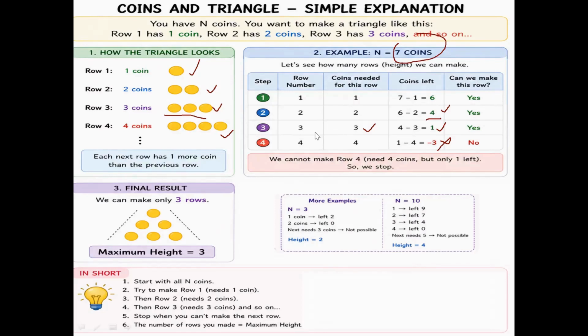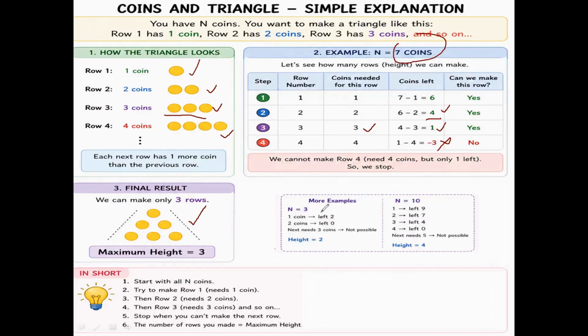So what is the output I have to print? It is the height of the triangle, the maximum height of the triangle you can make with those coins. Since if I input 7 coins, the maximum height I can attain is 3. That is, you will input the number of coins and your output will be the maximum height you can attain. This is a very simple and basic logic.